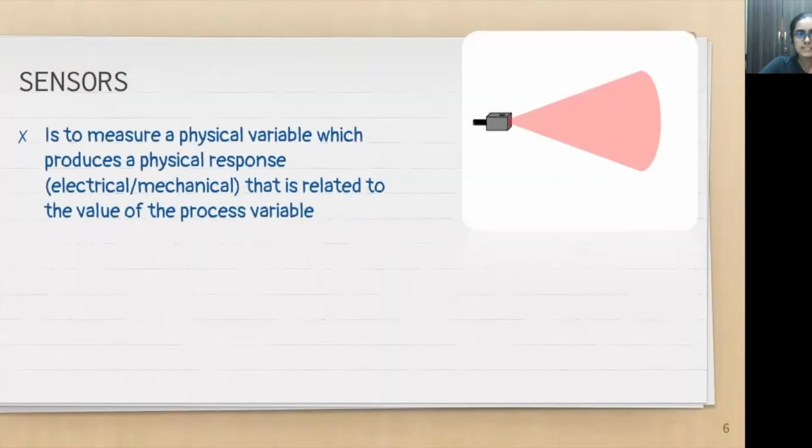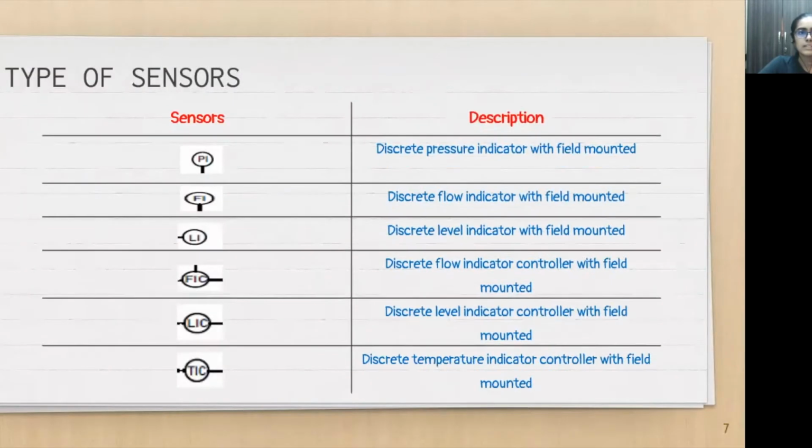Line tracing. So what are sensors? Sensors are used to measure a physical variable, producing a physical response that is related to the value of the process variable. Types of sensors in this P&ID are pressure indicator, flow indicator, level indicator, flow indicator controller, level indicator controller, and temperature indicator controller. Basically, these sensors are discrete and they are field mounted.